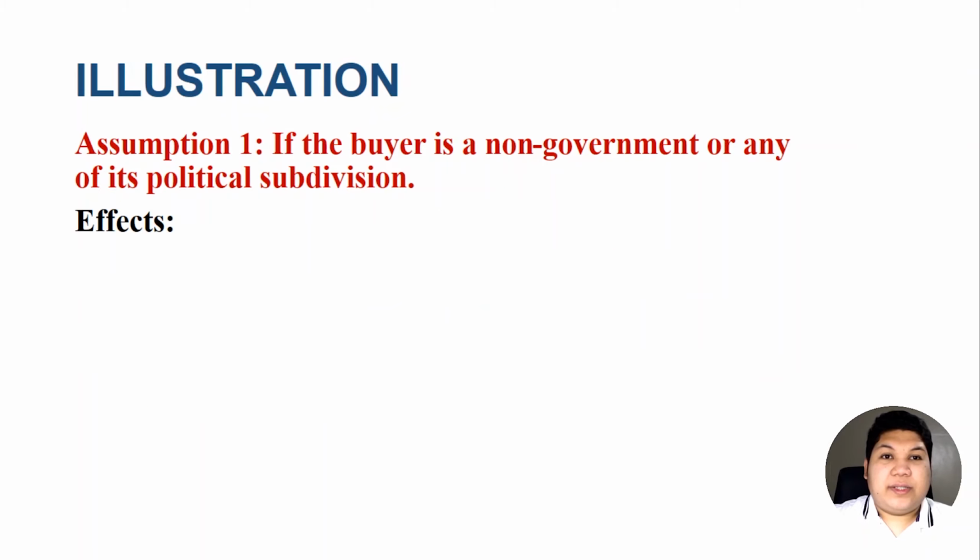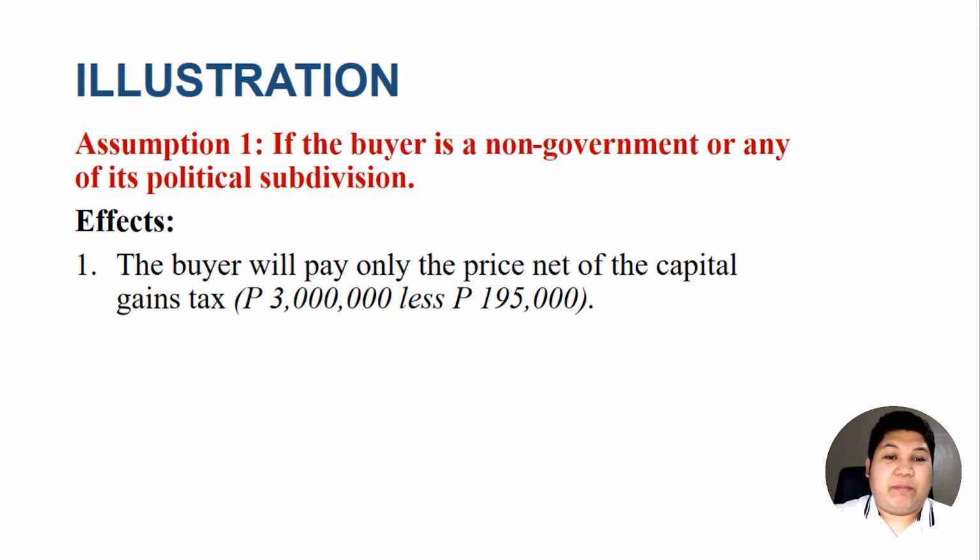So this 195,000 pesos is our capital gains tax, to be withheld by the buyer and remitted to the BIR. So what could be the effect of the transaction? The buyer will only pay the price net of the capital gains tax, meaning Juan will only receive 3 million minus 195,000. So that is 2,805,000. So Juan will not expect the gross amount because Maria will withhold the tax, and Maria will be the one to pay and remit that tax to the BIR.